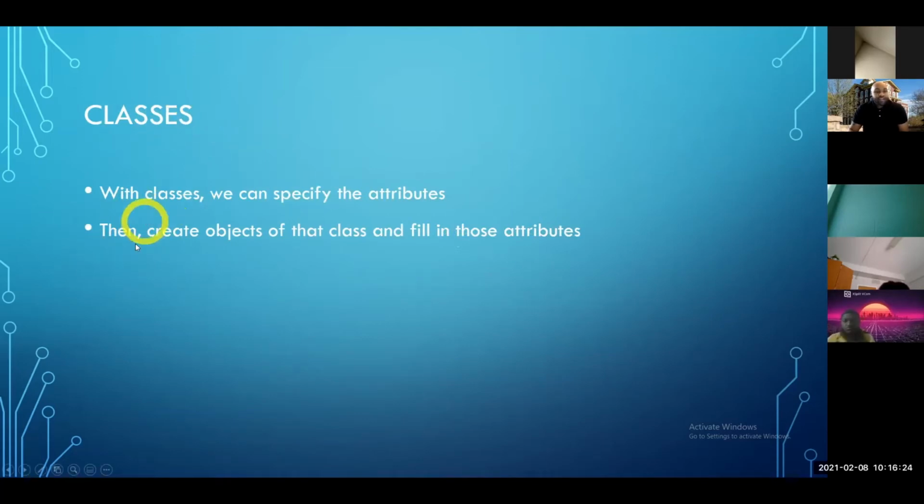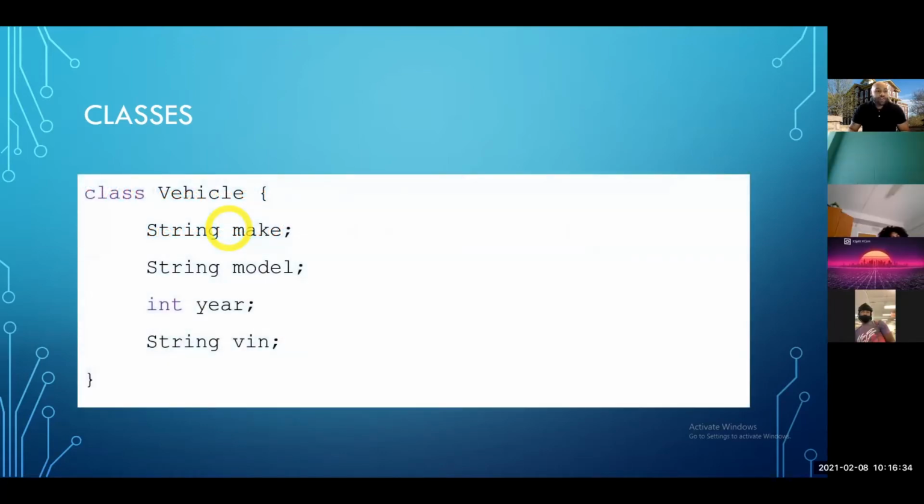All right, so classes again. We can specify the attributes we want that class to have, then create objects of that class and fill in those attributes. And I'll show you examples of this as well. So here's an example of a vehicle class. You see, this class doesn't have a main. It doesn't have anything else in it. It's just a template, all right? That's all it is, a template.